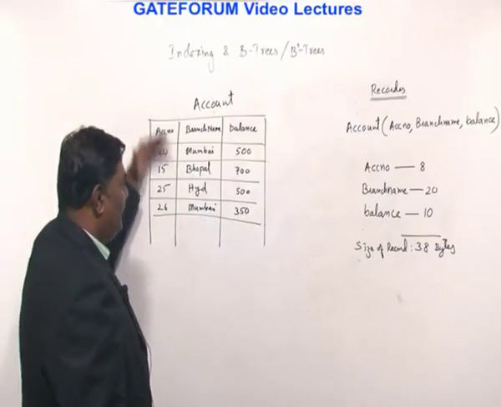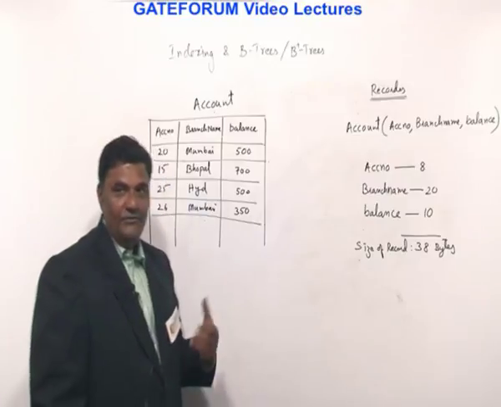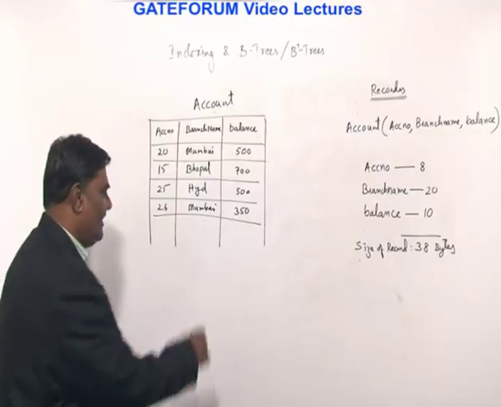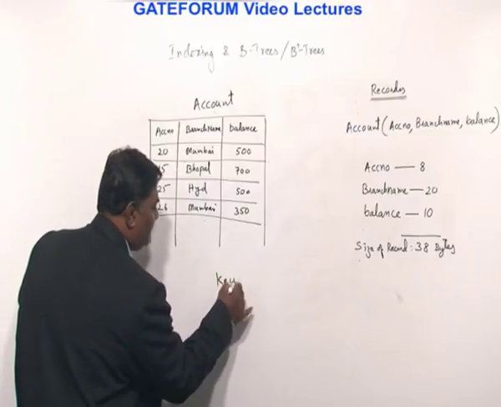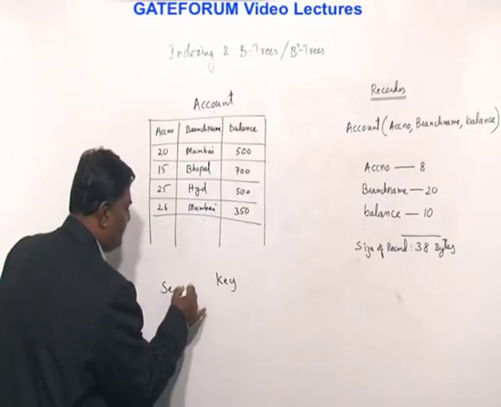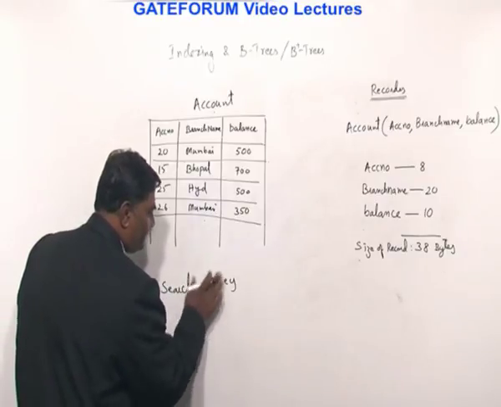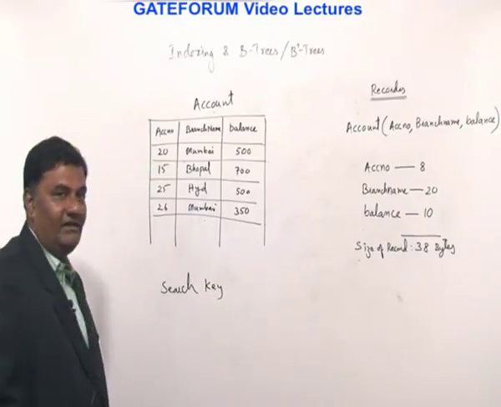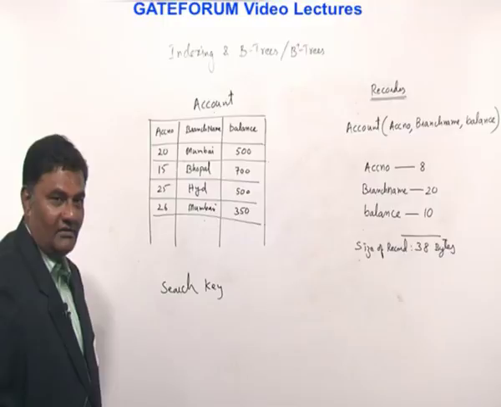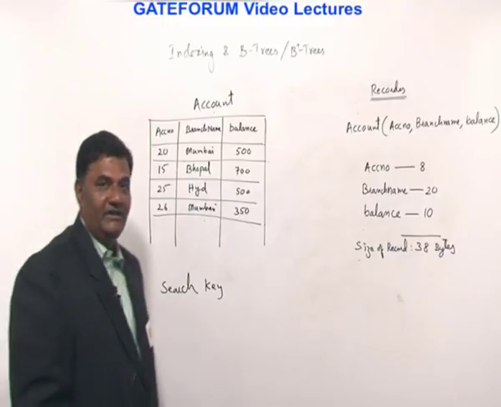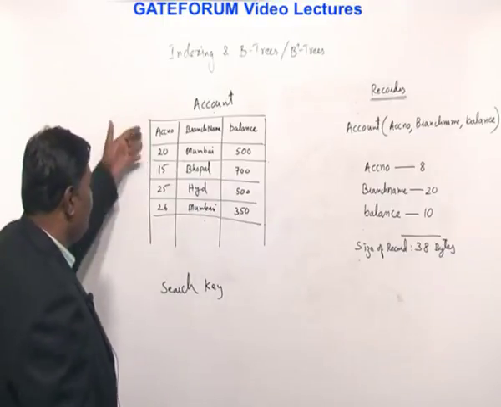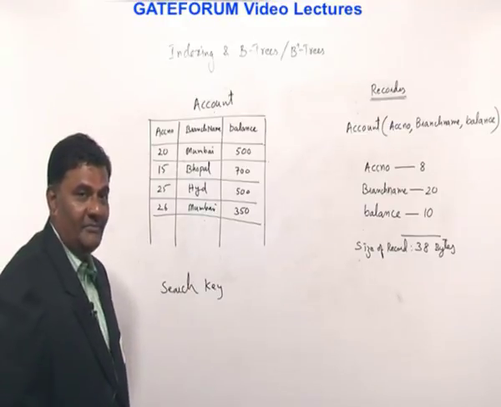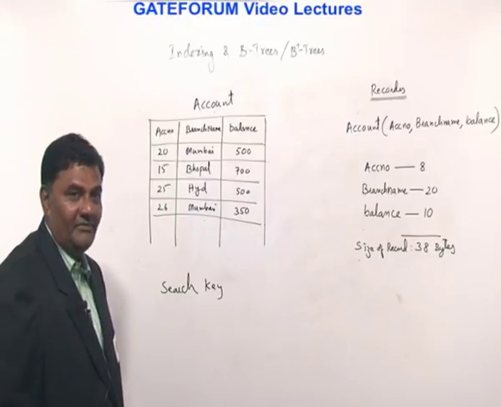See, in a relation, in a table, if you have to search for the data, then you have to select a key that is called the search key. So search key is different and primary key is different. Right? Primary key means it must be unique in a relation. Now you can say in this table account numbers are the primary key. But the search key need not be a primary key.